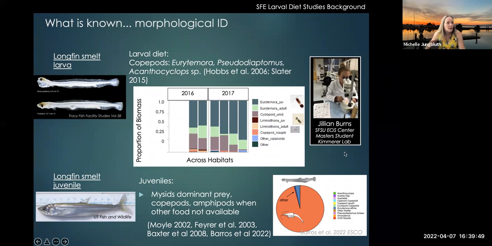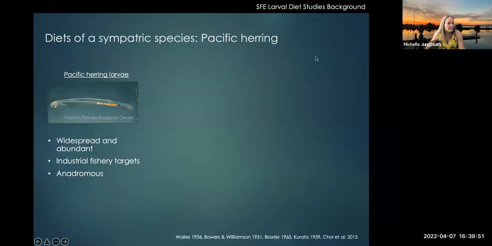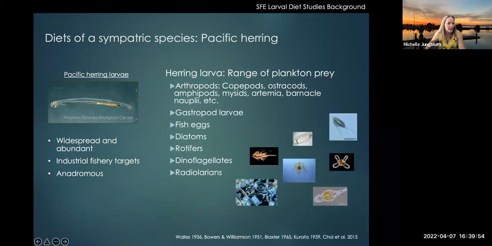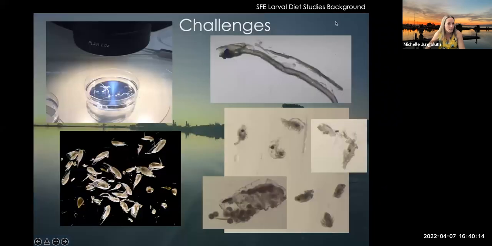In the Pacific herring, which I already highlighted, they consume a range of plankton prey. This is a larger list that may reflect that they're better studied because they're industrial fisheries targets, but things from rotifers to diatoms and copepods, ostracods, all sorts of plankton tend to be prey for Pacific herring.